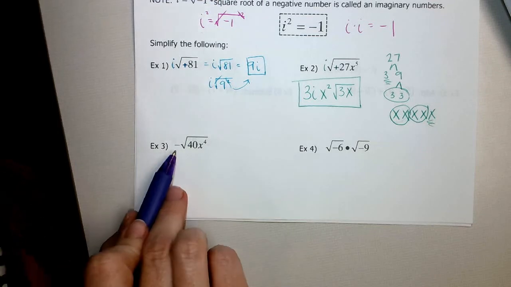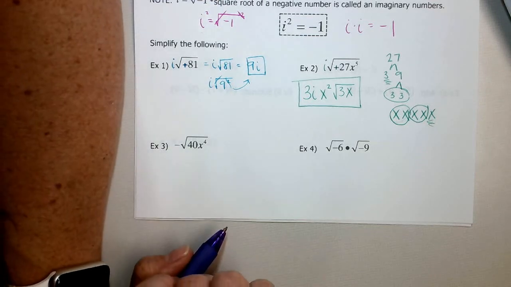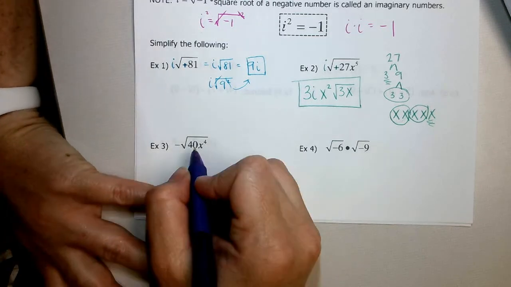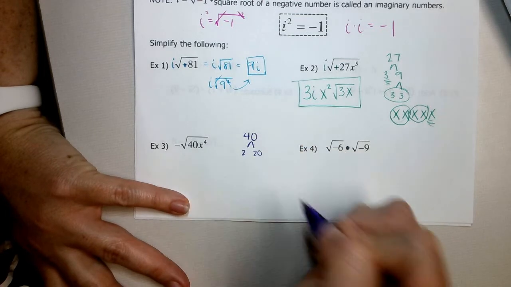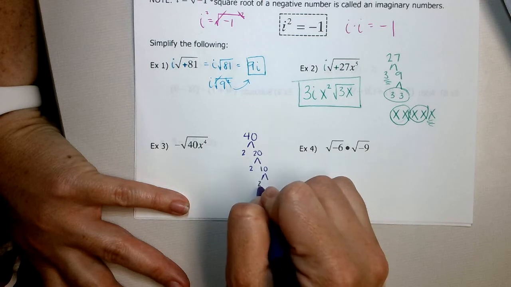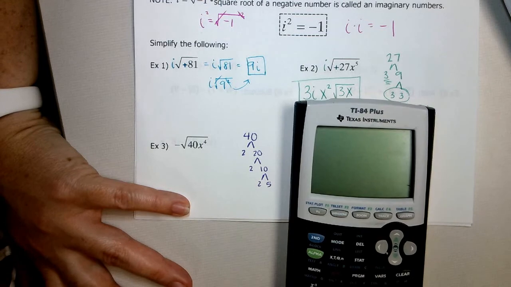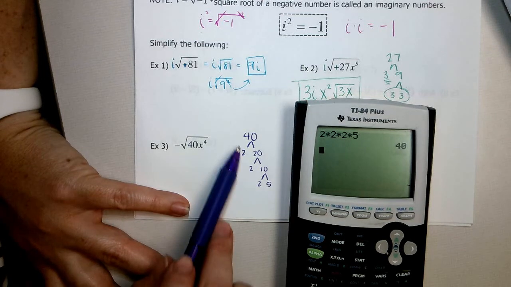Yeah, the negative's outside. The only time it's imaginary is when the negative is inside. Okay? So since I don't have a negative inside, I don't need to worry about an i. But I know 40 is not a perfect square. So 2 times 20, 2 times 10, 2 times 5. Now they're all prime. Now if you struggle with this, guys, make sure you check your work. 2 times 2 times 2 times 5 should equal 40, and it does. I've seen a lot of people not doing this right.